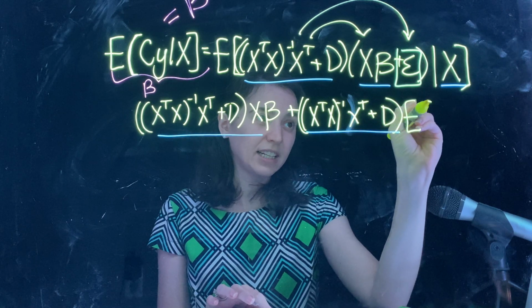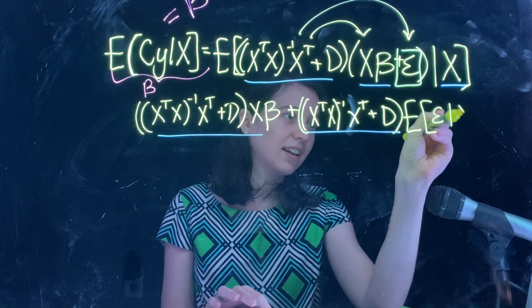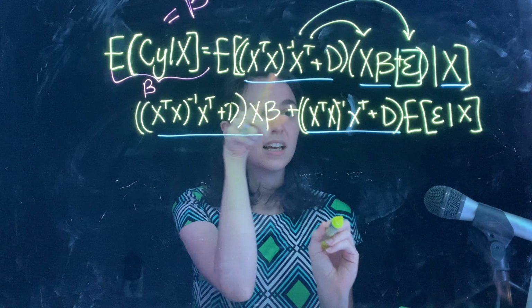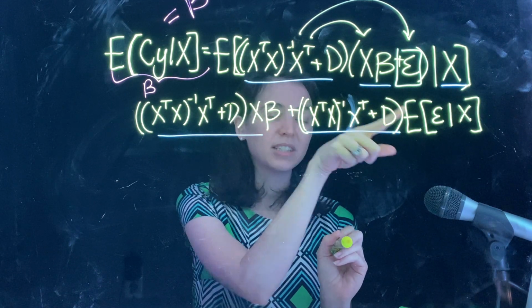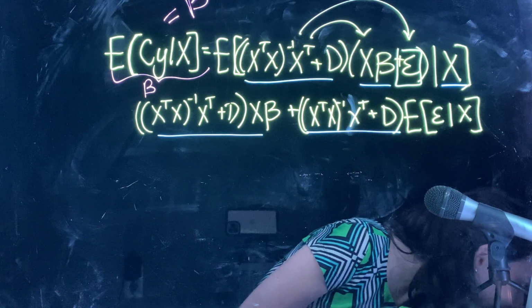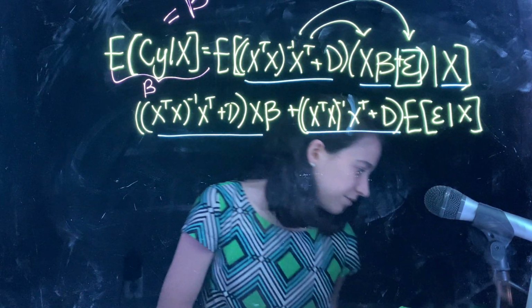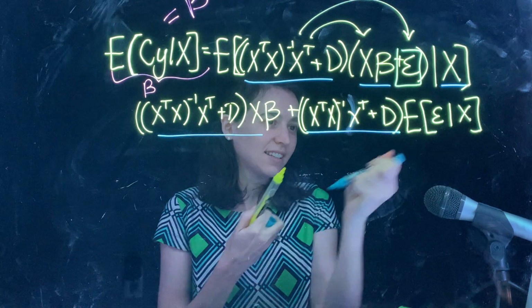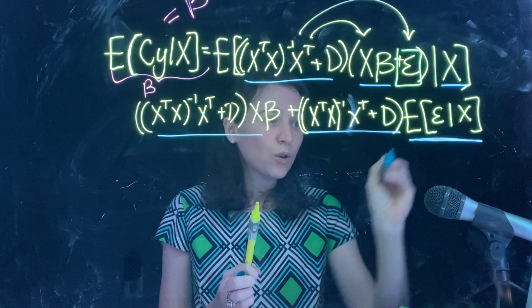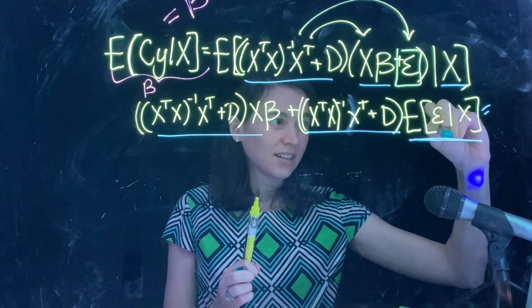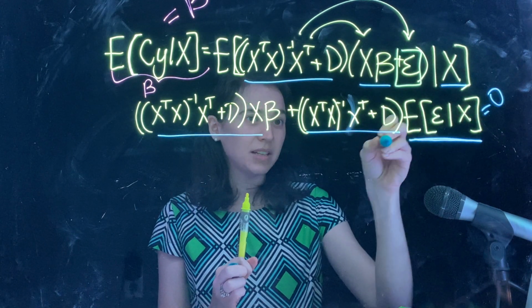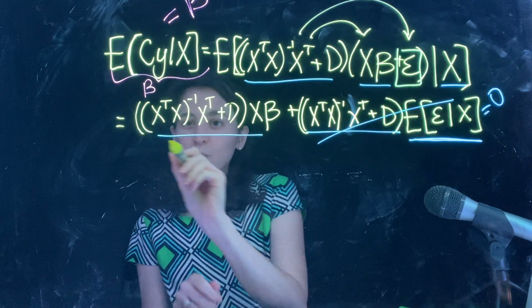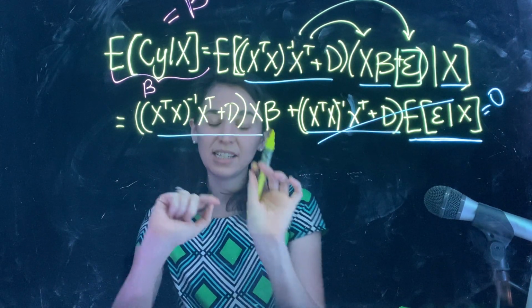And so I'm going to pull that expectation, epsilon given X. So I've got X transpose X inverse X transpose plus D times X beta plus X transpose X inverse X transpose plus D times the expectation of epsilon given X. Okay. All right. So what do we know about this? We know that this is equal to 0. So this is going to be 0, which is going to cancel out this whole part of the equation. And so that leaves us with just this, X transpose X inverse X transpose plus D times X beta.